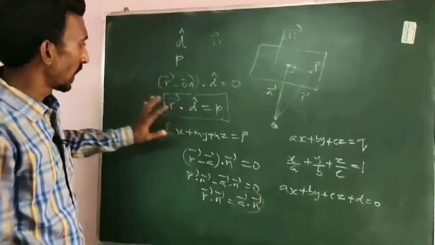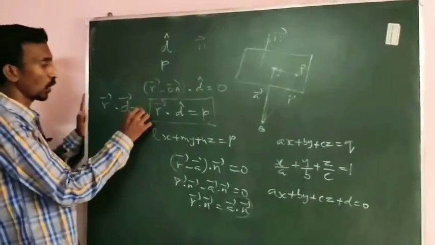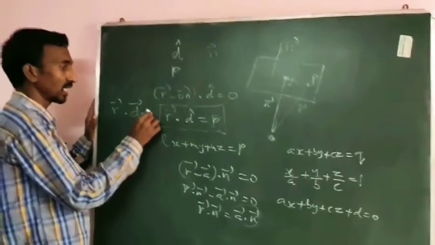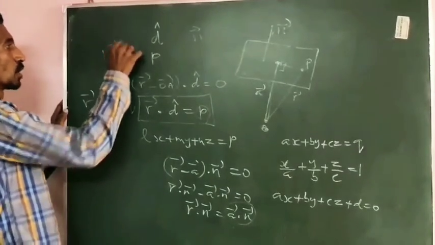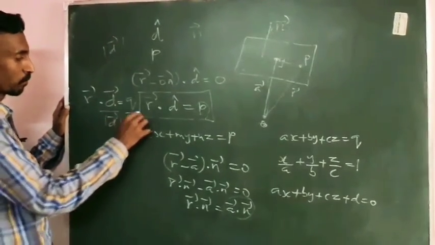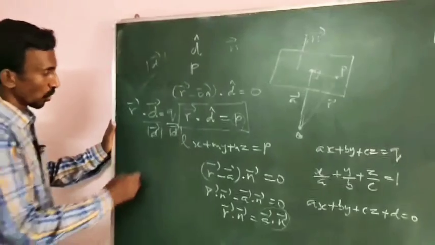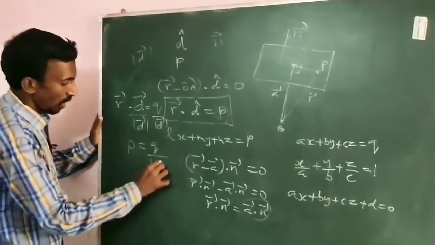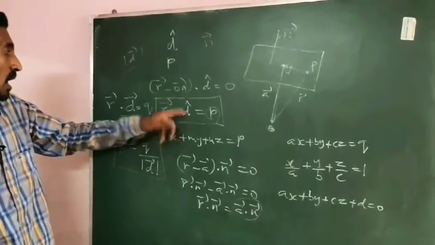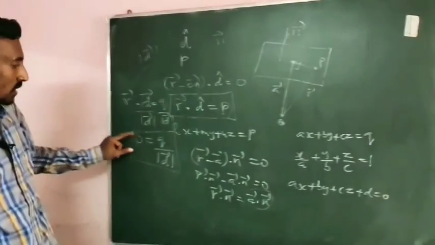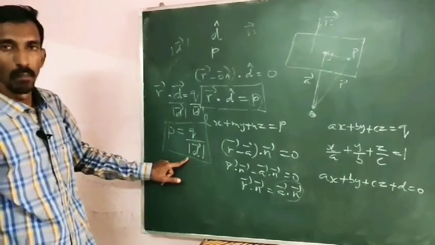Suppose here, instead of d cap unit normal, some vector d alone, then what is present on the right hand side? It is not p, it is some q. So find out the magnitude of d vector. If we divide both the sides by the magnitude of d vector, it becomes unit normal. So p equal to q by modulus of d vector. Remember, it is a formula. Instead of unit normal, a normal vector is given. This is the formula to find out the perpendicular distance: p equal to q by magnitude of d.